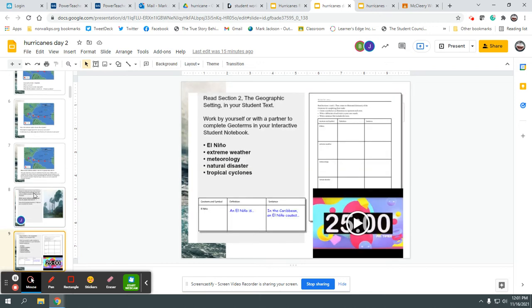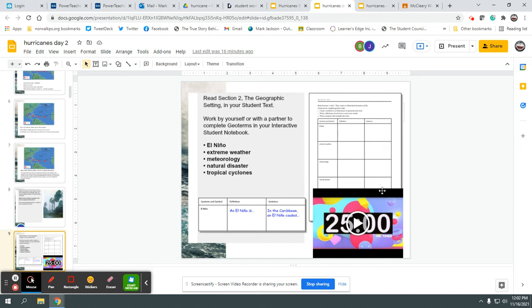So yesterday, we had you working on the maps. We're going to come back to the map in a moment. For class today, I want you to work on the vocabulary. You are going to read section 2 with a partner or work by yourself, and then you're going to complete the geoterms. Do the definition and the sentences. Remember, in the sentences, use the word correctly.